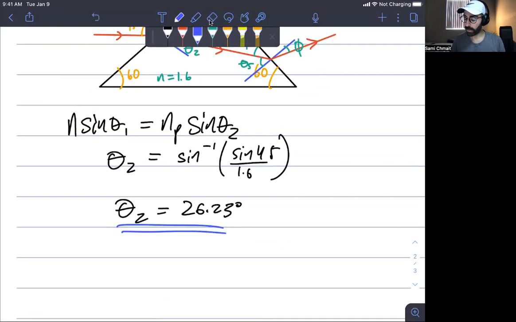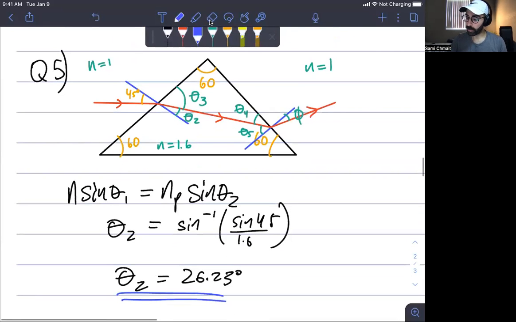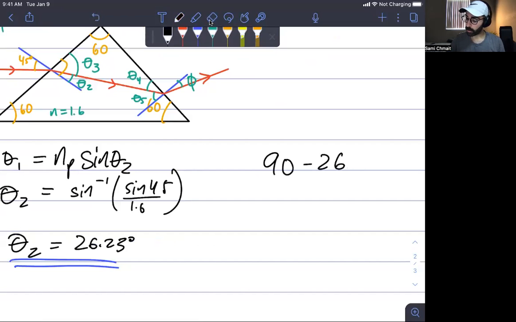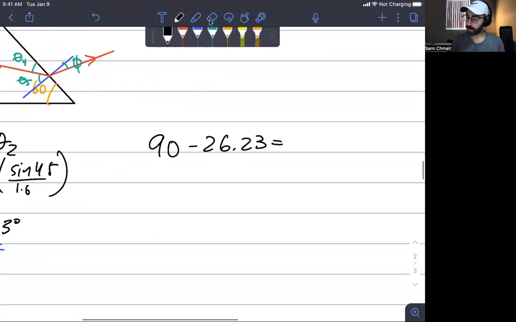All right. With that, we can solve for theta 3 because, remember, it's perpendicular to the surface, so therefore it's a right angle right there. So if we do 90 minus 26.23, we get theta 3, where theta 3 is equal to 63.77.